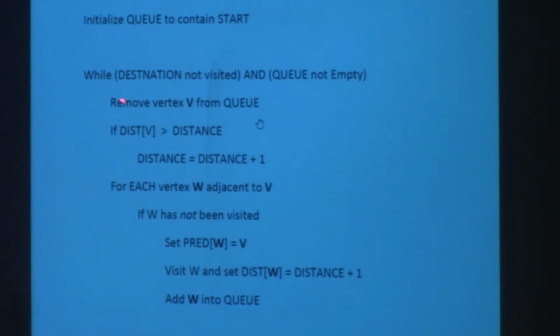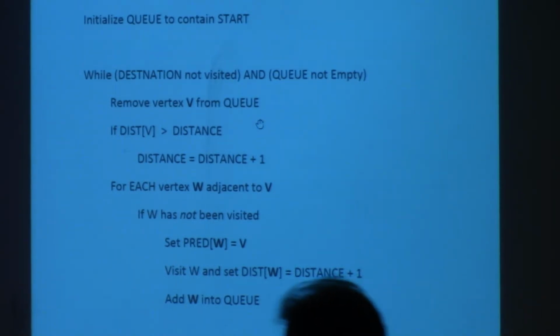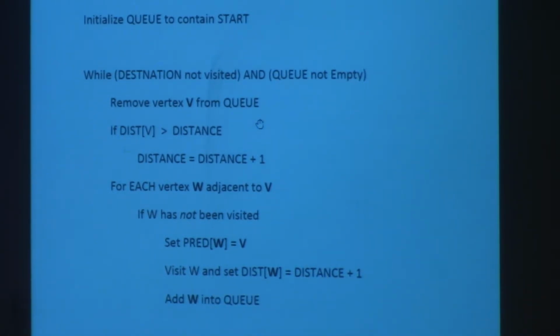So therefore, I'm now going to remove B from the Q. What's the value of B? Which vertex is it? A, and then we put B, C, D. We just removed B from the Q, that was B, visited B's neighbors. Now, okay, so we're going to remove C from the Q. So V has a value of C.